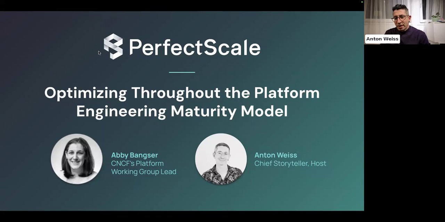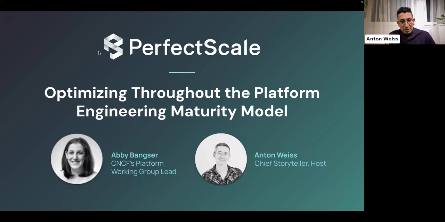Okay, cool. So a few words about me. I'm Anton, or as folks call me, Ant Weiss. I've been in this industry for a couple of decades now, and I've done all kinds of things from development and through configuration management and then DevOps. And right now, I'm a chief storyteller at PerfectScale, bringing the message of Kubernetes optimization to the folks all around the world. And of course, we're talking a lot about platforms. And that's what we're going to be talking about today, about how to optimize throughout the platform engineering maturity model.